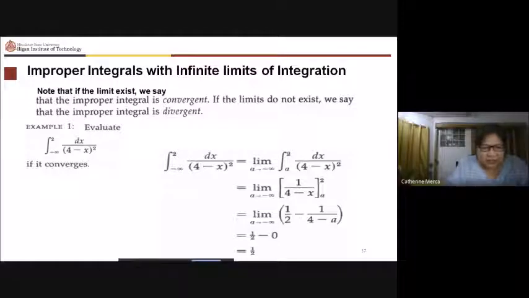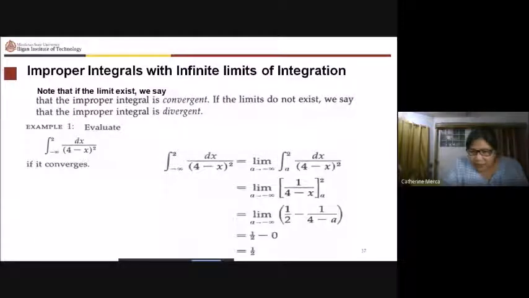So let's take the first example here. Evaluate the integral of dx over (4 minus x) squared from negative infinity to 2, and consider if it actually converges. So how do we know that it is convergent? If the limit exists. So we rewrite this as the limit as a approaches negative infinity of the integral from a to 2. So when a approaches negative infinity, you first integrate dx over (4 minus x) squared.